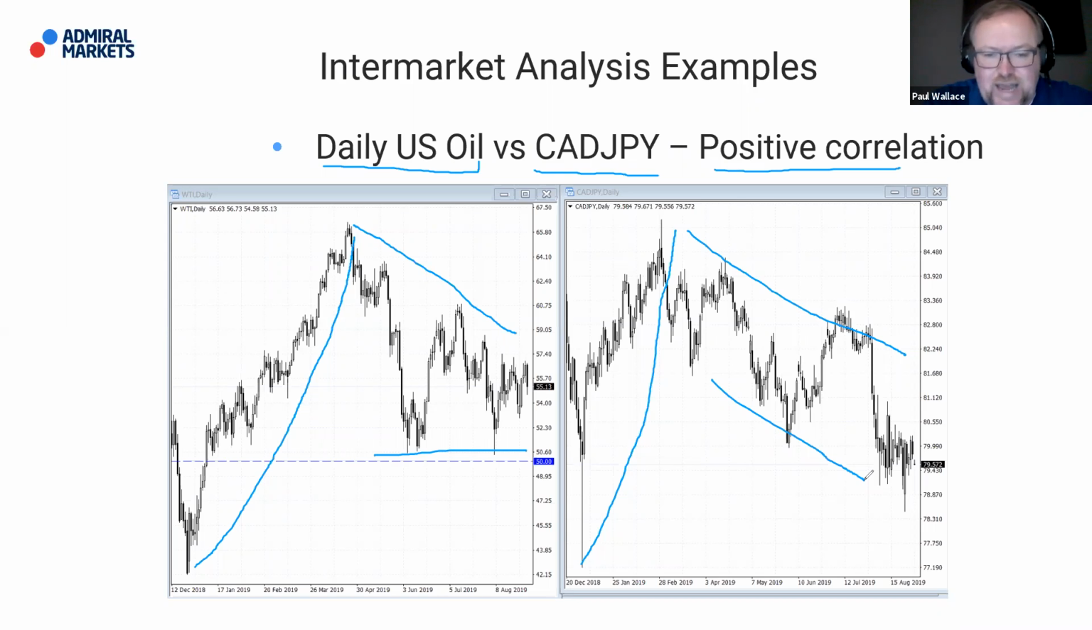So once again, if you're watching the price of oil and you're seeing moves there, then it's always worth having a look at what the price of the CAD yen is doing as well, and is there a really strong positive correlation between the price of oil and the price action in the CAD yen.